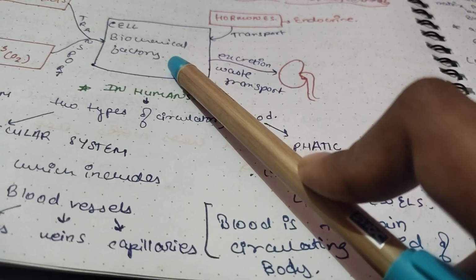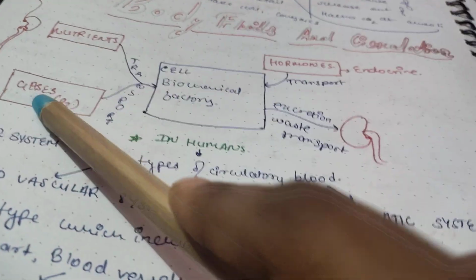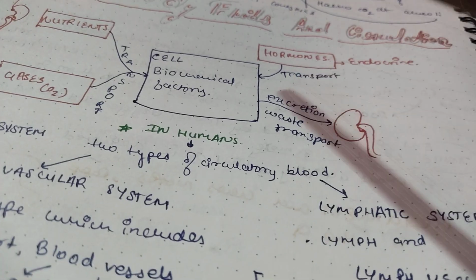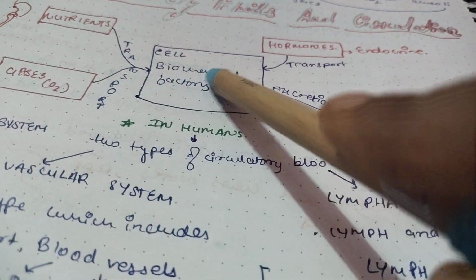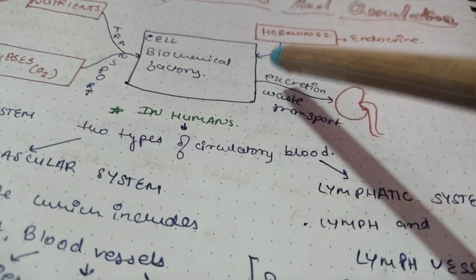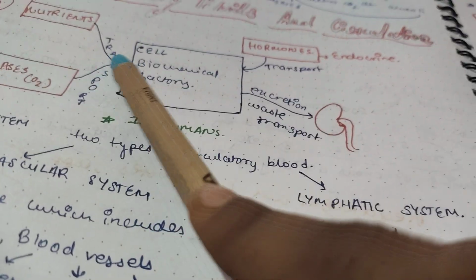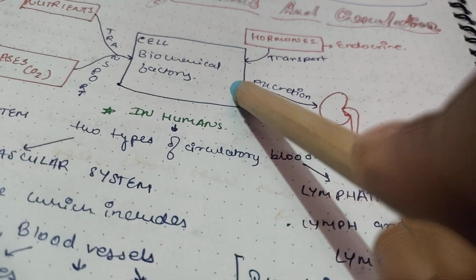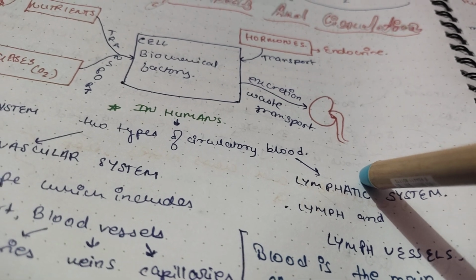Cell is the biochemical factory. Now, cell needs nutrients, gases, hormones. Those are supposed to be sent to the cell, and the waste that is produced inside the cell is supposed to be taken out from the cell. So it's transported to the cell, and the waste is also transported outside the cell by blood.